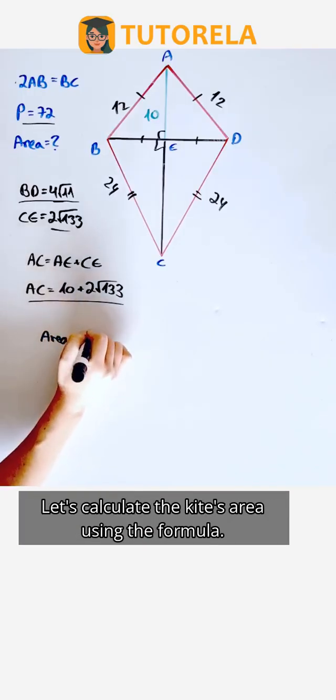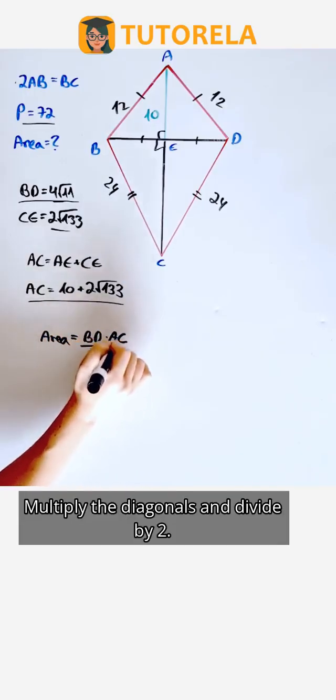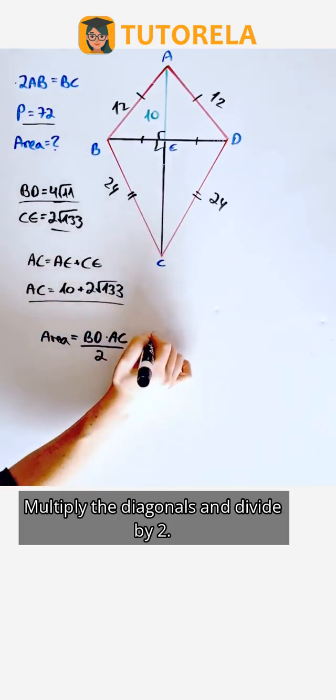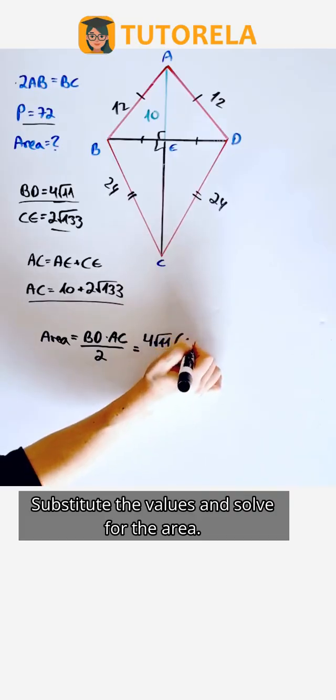Let's calculate the kite's area using the formula. Multiply the diagonals and divide by 2. Substitute the values and solve for the area.